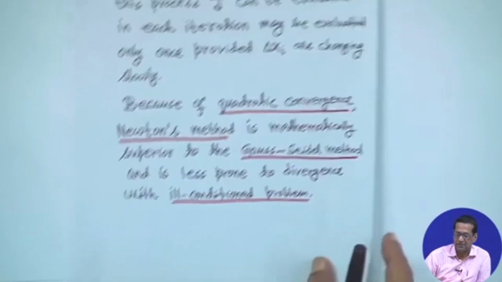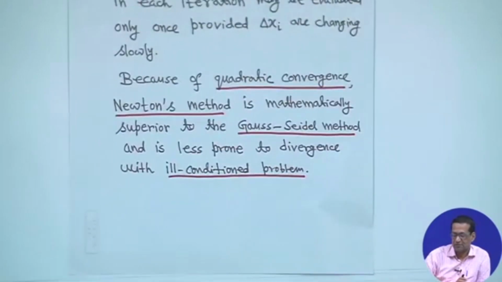So, if the network is ill-conditioned, then Gauss-Seidel may fail to converge, right. So, what is ill-conditioning? Later we will see. First, let us discuss the Newton-Raphson method, right.